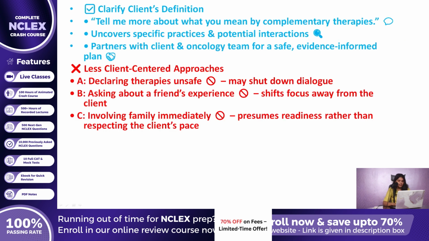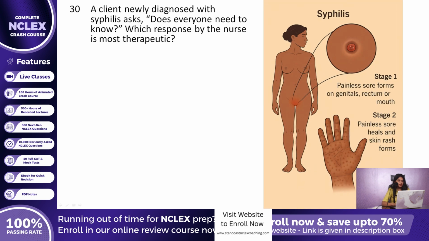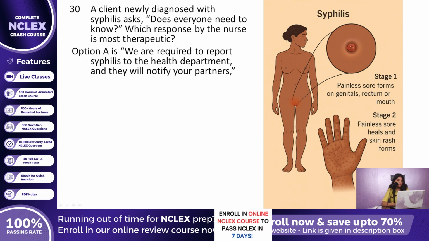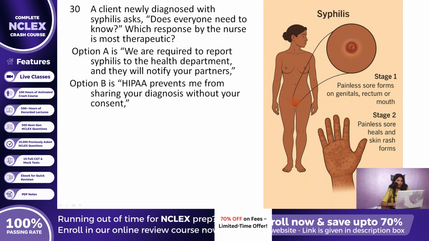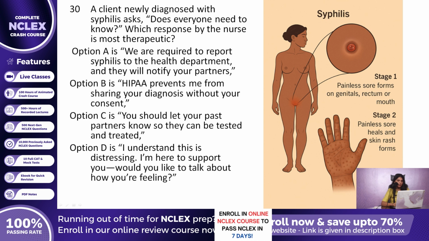Continuing on with question 30, a client newly diagnosed with syphilis asks, does everyone need to know? Which response by the nurse is most therapeutic? Option A is, we are required to report syphilis to the health department, and they will notify your partners. Option B is, HIPAA prevents me from sharing your diagnosis without your consent. Option C is, you should let your past partners know so they can be tested and treated. And option D is, I understand this is distressing. I'm here to support you. Would you like to talk about how you're feeling?